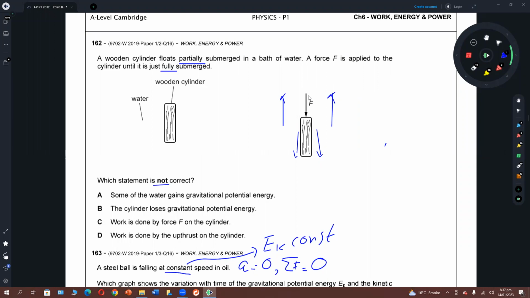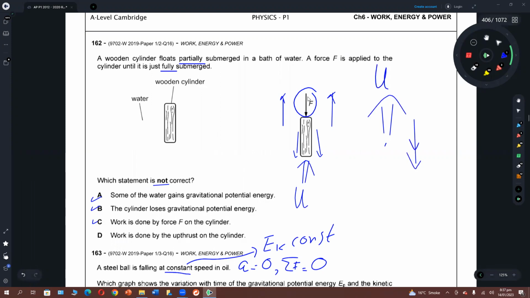Work is done by force on the cylinder. This is right, because we are pressing it. Na? And when you are pressing it, it is going in the same direction. Ye work done ki condition puri ho rahi hai. तो ये भी सही है, ये भी सही है, ये डी देख लेते हैं. वर्क इज डन बाय द अपथ्रस्ट ऑन द सिलेंडर. ये गलत है क्योंकि अपथ्रस्ट की डायरेक्शन ऊपर की तरफ है लेकिन सिलेंडर तो नीचे जा रहा है. वर्क डन कब होता है? जब फोर्स और डिस्प्लेसमेंट की डायरेक्शन सेम होती है, इसलिए डी रॉन्ग है.